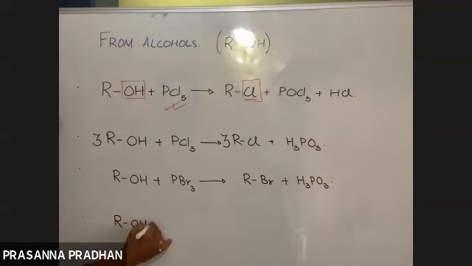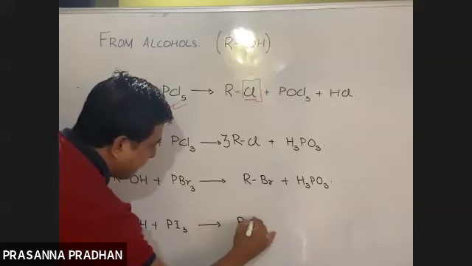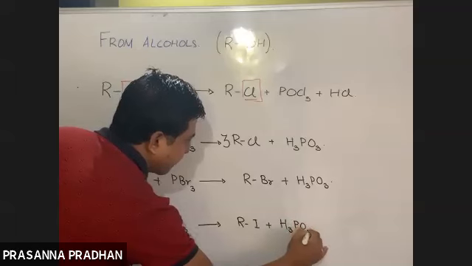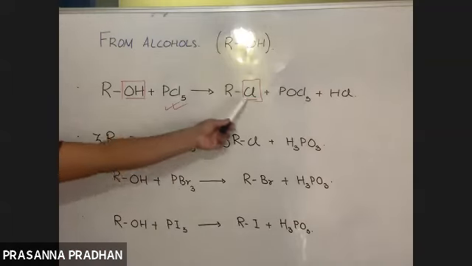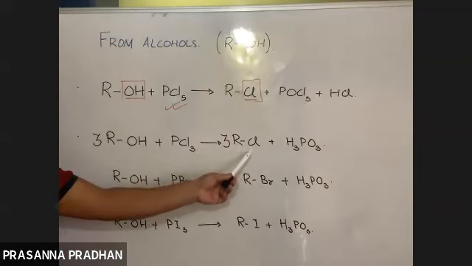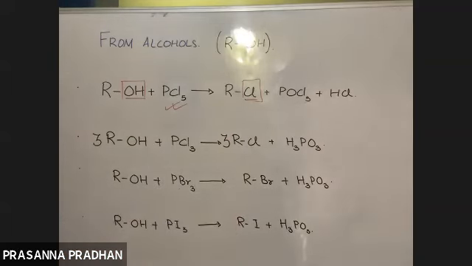Fine. Similarly, alcohols react with PI3, phosphorus triiodide. To give you what is the product expected? The expected product is R-I plus H3PO3. So what are the reagents? For substituting the OH group by halides, one is your PCl5. You have to remember in this way. The other one is your PCl3. The other one is your PBr3. The other one is your PI3.